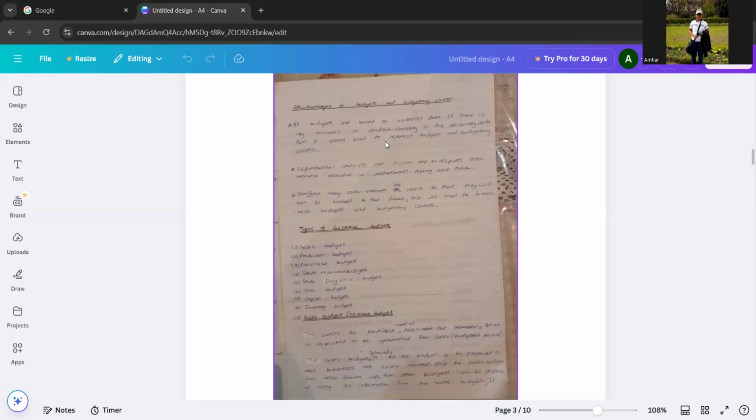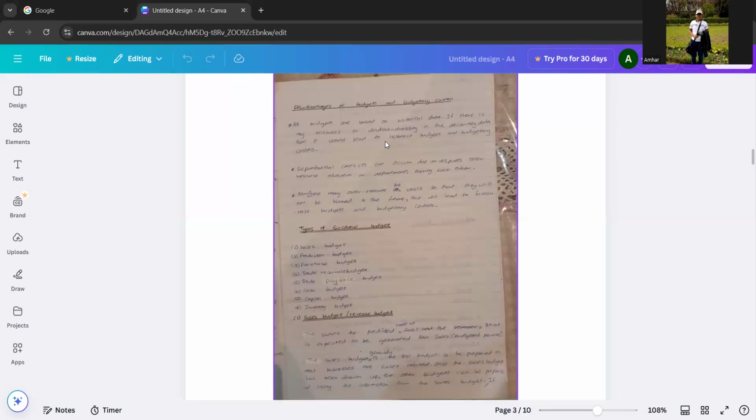So, disadvantages of budgets is that all budgets are based on historical data. If there are any mistakes or window dressing in the accounting data, then it would lead to incorrect budgets. That's correct, right? If we show the business in a favorable way, or if we make any mistakes, then it would lead to an incorrect figure, right? Incorrect budgets, right? Yes, it leads to incorrect budgets.